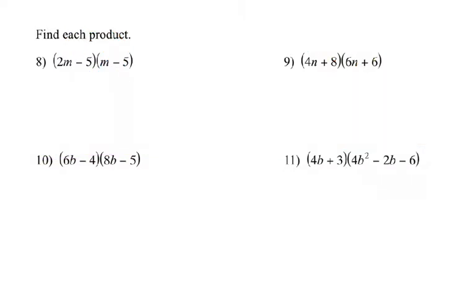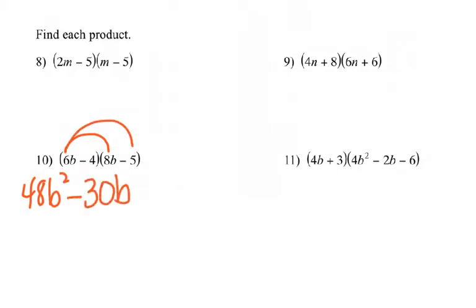Okay, number 10, again distribute everything. So I'm going to have 6b times 8b is 48b squared. 6b times negative 5, watch your signs. Negative 4 times 8, and negative 4 times negative 5.